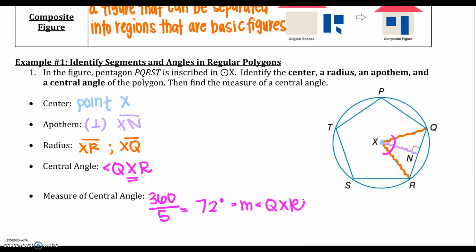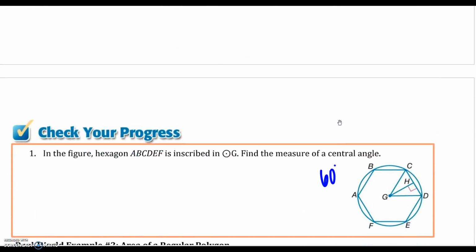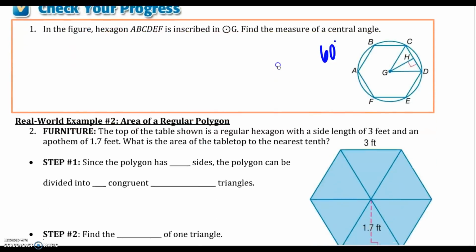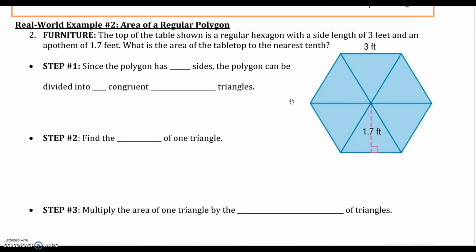All right, flip it over to the next page and check your progress. I got 60 degrees, 360 divided by 6 would be 60. All right, there's a few different ways that we're going to look at solving the area of these regular figures. So here's the first way.